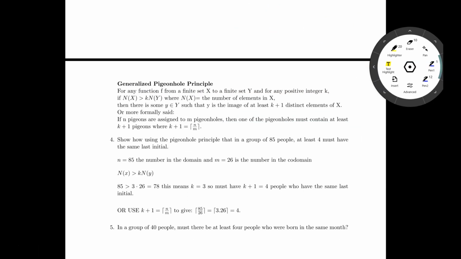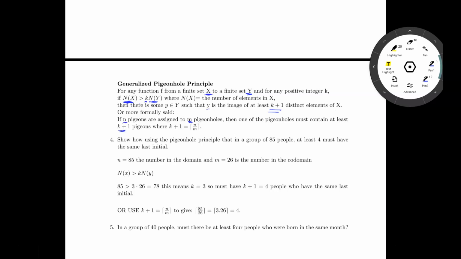All right, so here we go with the generalized pigeonhole principle. This is saying if I've got a finite set X and a finite set Y, and the number in X is bigger than k times the number in Y, then one of the Y's will have at least k plus 1 of the X's going to it. So if you're thinking about n pigeons going to m pigeonholes, then one of the pigeonholes has to have k plus 1 pigeons, where k plus 1 is the ceiling of n over m.